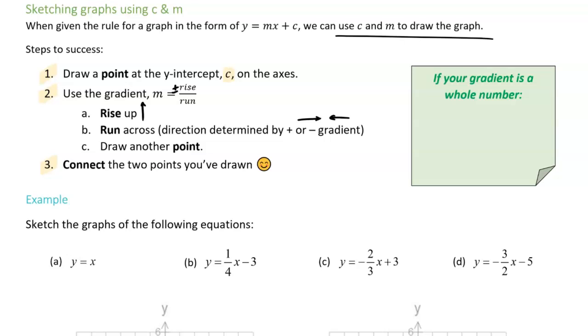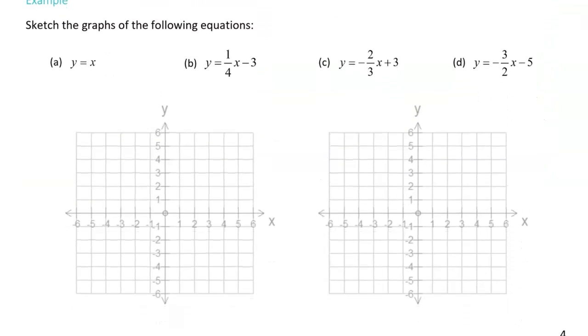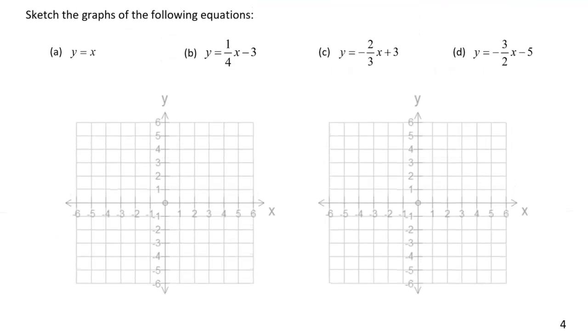Now a little point to note, if our gradient is a whole number, just say we had m equals 4, we need to know the rise and the run. So we are going to write any whole number gradients over 1. So we can write any whole number over 1. I'll show you what that looks like. We're going to sketch some graphs here. Oh, we've only been given 2 sets of axes, so we do need to carefully label some graphs.